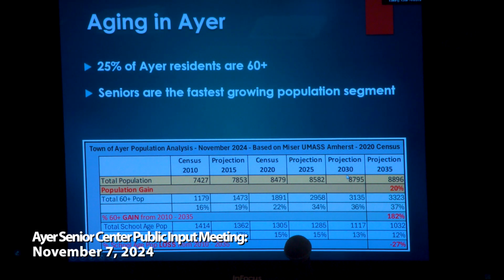All right, so Ayer, like much of the country, is aging. Currently, 25% of Ayer's residents are age 60 and older, and they are the fastest growing subset of our population. This population shift is expected to continue until 2060, so this is a long-term demographic shift. And you might not be able to read it, but this graph from UMass Amherst shows that while population growth is expected to hover right around 20% in the upcoming years, the growth in the senior population is 182%. So the growth in the senior population is going to dramatically outpace the growth of the town.